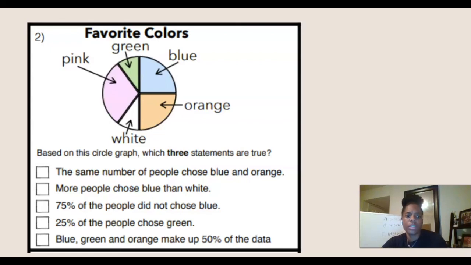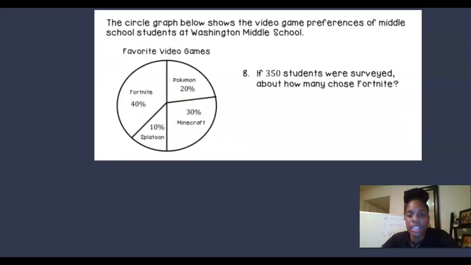All right. Here's the next question. Based off the graph, which of the three statements are true? Here you are interpreting, trying to read the graph and figure out which statements would accurately depict the graph itself. And then here is another question. The circle graph below shows the video game preferences of middle school students at Washington Middle School, and you'll just answer this one question. If 350 students were surveyed, about how many chose Fortnite?